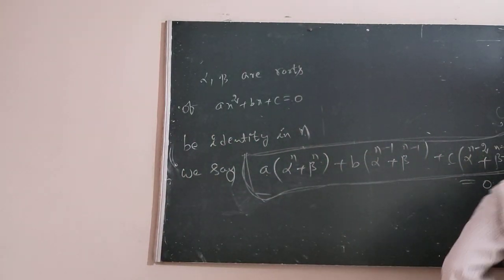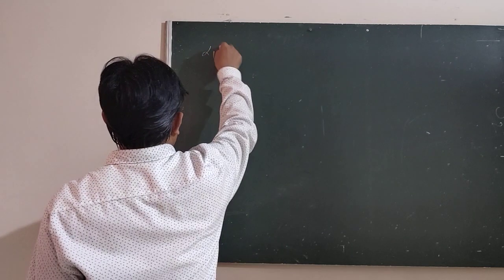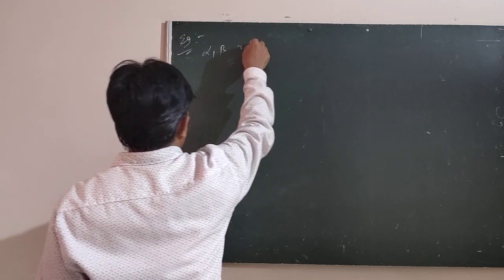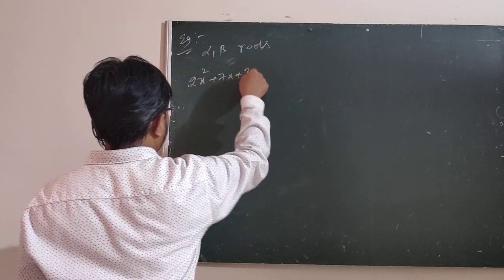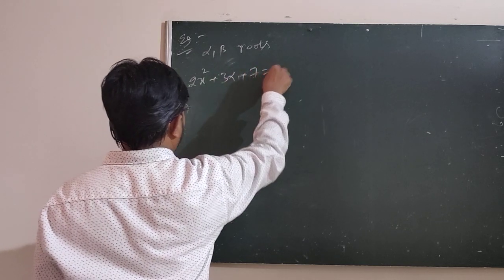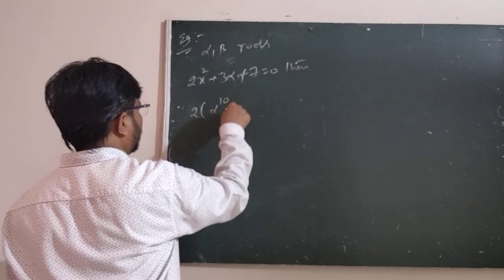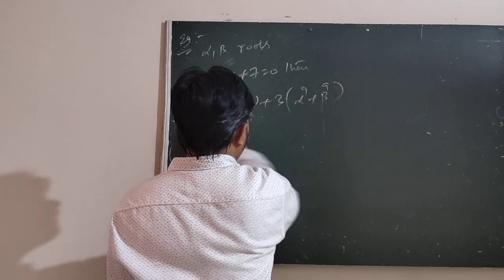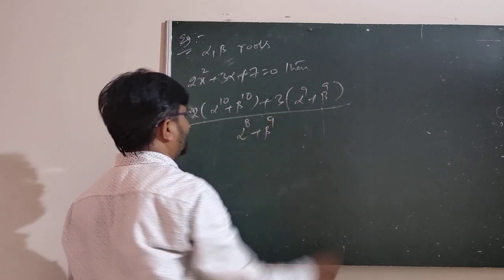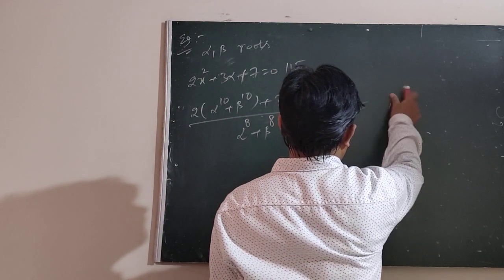Now for example 1: if alpha, beta are the roots of 2x square plus 3x plus 7 equal to 0, then find the value of 2 into alpha power 10 plus beta power 10 plus 3 into alpha power 9 plus beta power 9, whole by alpha power 8 plus beta power 8. Simply observe here minus 7.